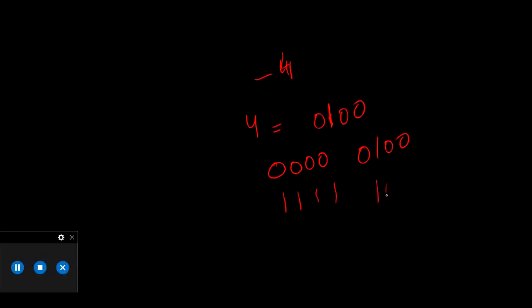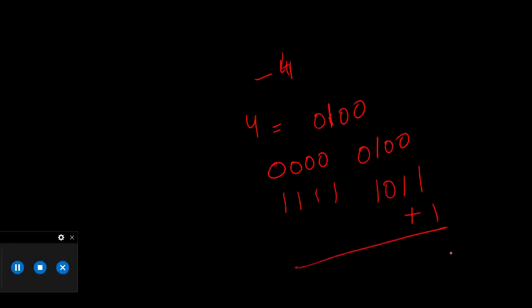So -4: write the binary of 4, 0 1 0 0, and because this is an 8-bit number, we'll take it as 0 0 0 0 0 1 0 0. Then we'll take the 1's complement of it, which is 1 1 1 1 1 0 1 1, and then we're going to add 1 to it.